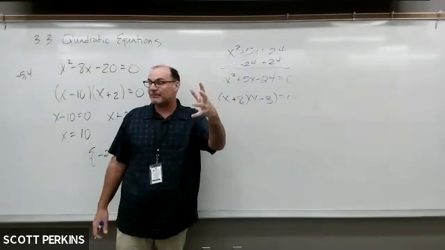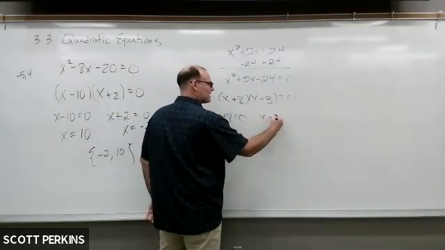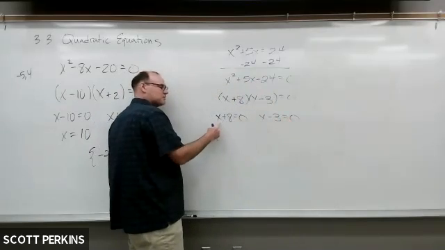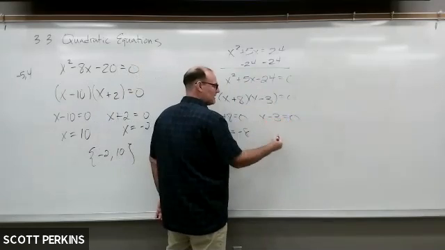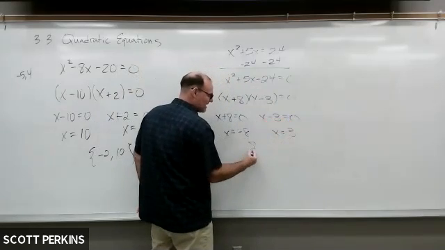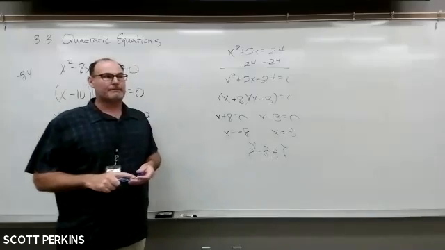Your brain's working. So now I take the x plus 8 equal to 0, the x minus 3 equal to 0. If x plus 8 equals 0, that means x is negative 8. If x minus 3 equals 0, that means x is 3. And then here's my solution set, negative 8 and 3.